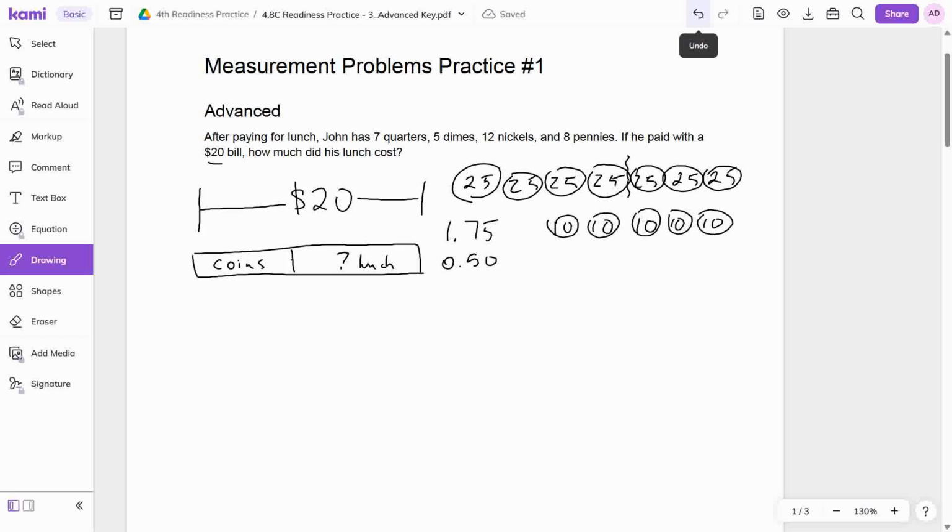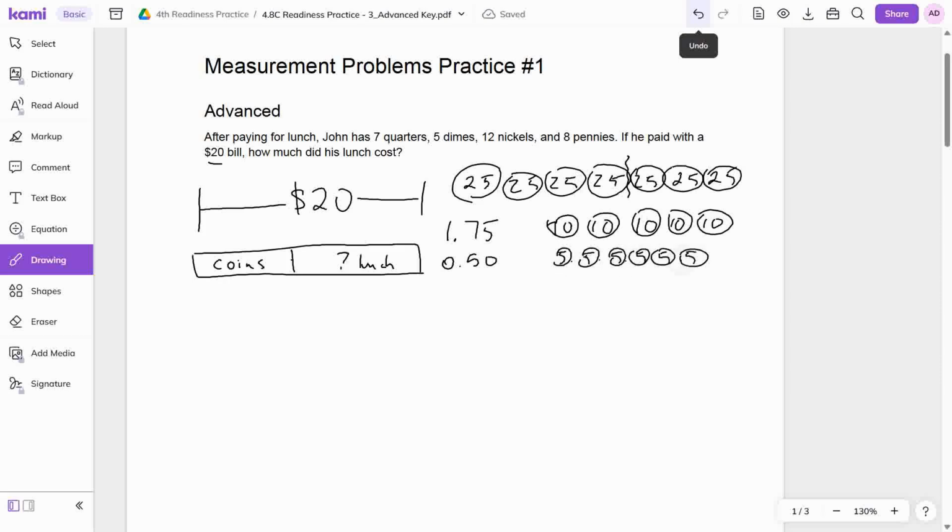I'm lining them up with the decimals because I know I'm going to eventually have to add them. Now, this is where it might get a little bit tedious drawing out 12 nickels, right? If you want to, you could list out 12 nickels like this, or you might just go ahead and do the multiplication in your head or multiplication written down.